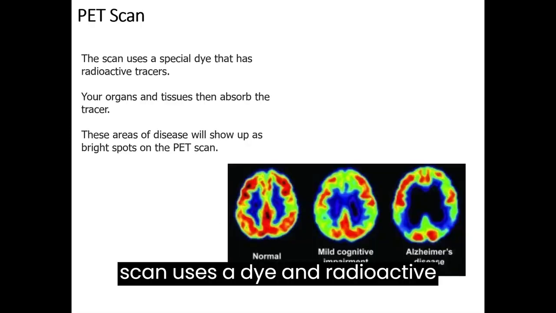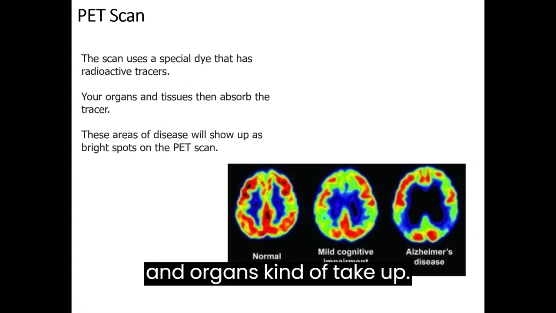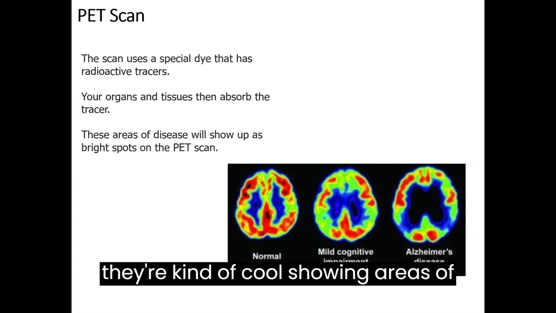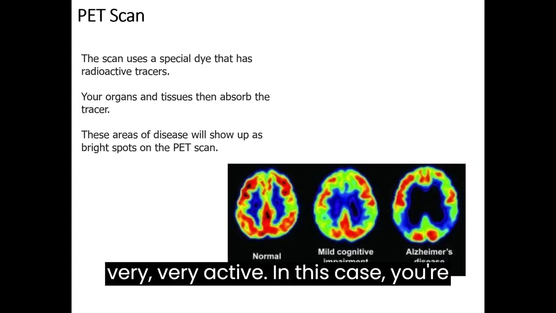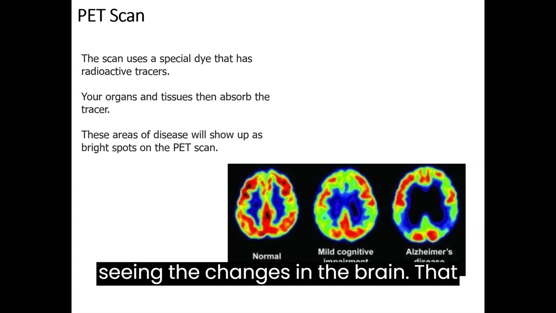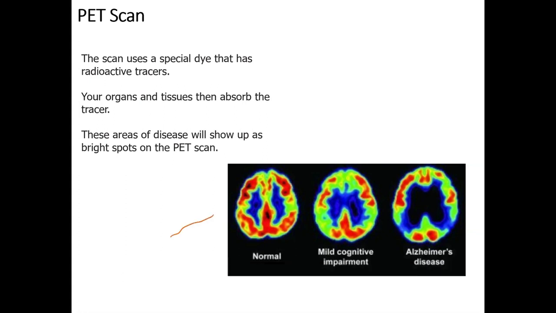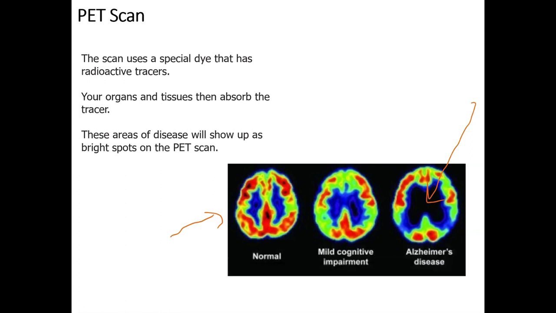And then the PET scan uses a dye and radioactive tracers. So what happens is the tissues and organs take up the dye, and the more active areas show a different color. So they're kind of cool, showing areas of cancer, because cancer cells are very, very active. In this case, you're looking at a brain scan and you're seeing the changes in the brain that can happen with Alzheimer's. You can see the normal tissue here, right? See all the red, and then you can see the lack of color shows a lack of activity in the brain. So this concludes chapter 1.